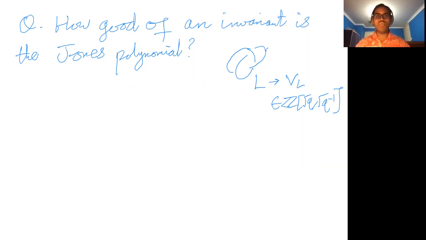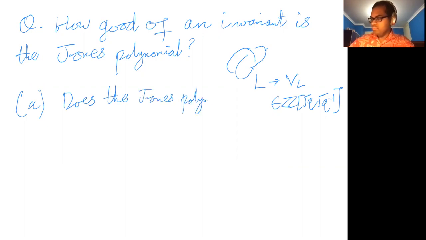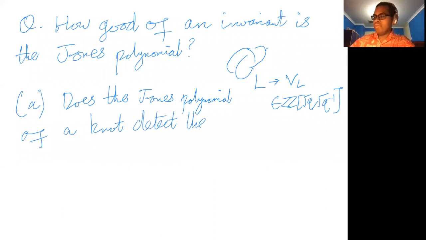So let's try to make the question more precise. We asked two particular sub-questions. Sub-question part A is, does the Jones polynomial of a knot detect the unknot? So this is a famous open problem that has existed for a while, and it's quite interesting because there are non-trivial links with trivial Jones polynomial. So multiple components, but it's not known if there's a non-trivial knot with trivial Jones polynomial.